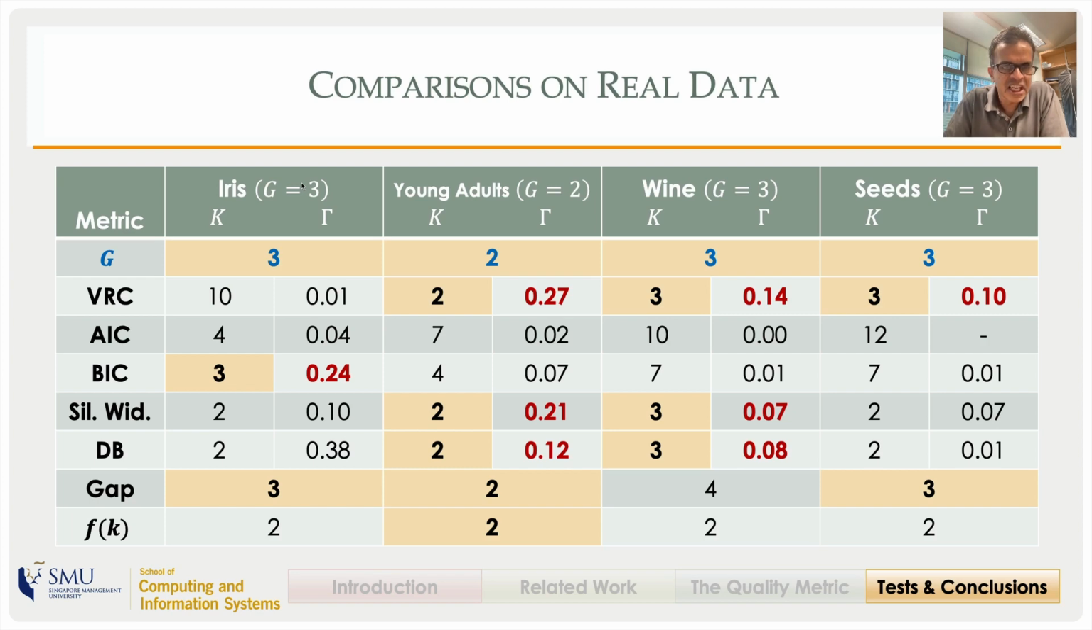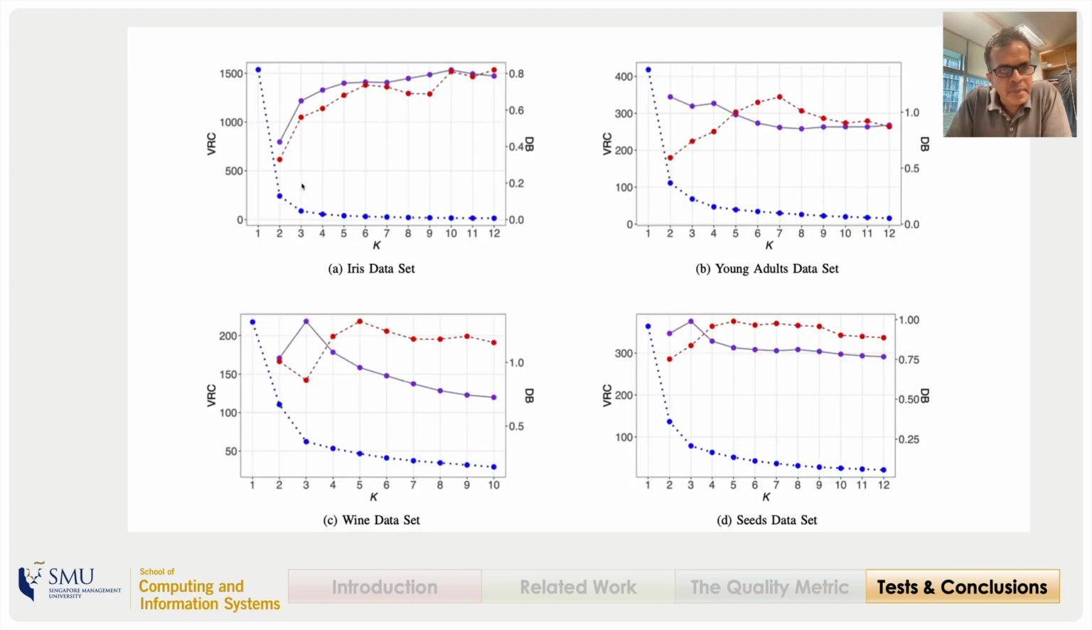Looking at the significance of the peak gamma value, VRC is better than Davies-Bouldin for both young adult and wine. And in the case of seeds, obviously VRC succeeds in getting the number 3 while Davies-Bouldin fails. And this is a comparison in terms of the distribution. We can see VRC in purple line with purple points. Davies-Bouldin is in a red dashed line with red dots, and the elbow method is in blue. Clearly, elbow method is hard to automate because we have to decide, looking at the shape, where the elbow is.